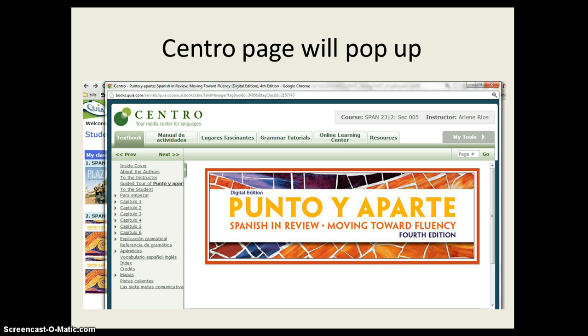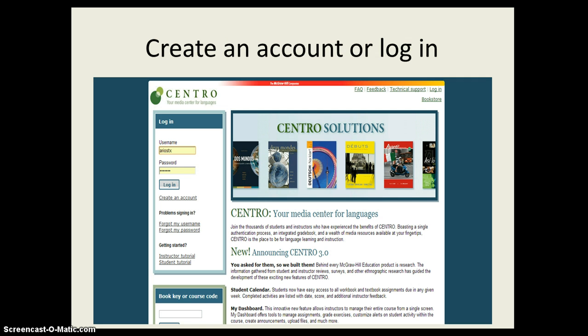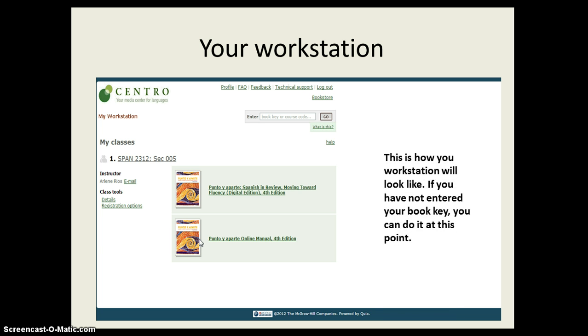Now, if you do not have an account with Kia, then you will have to go to this website and follow the registration instructions you downloaded from Canvas. So this is how the Centro website looks. As you can see, I have the same username and password that I use for Kia, because they both belong to the same publisher. That's why you can do this. So you create an account, and once you put your book key or course code in this little box here, you will have your workstation with the Punto y Aparte textbook and the Punto y Aparte online manual. And this is how your workstation will look. It is slightly different than Kia, but it's basically the same thing.